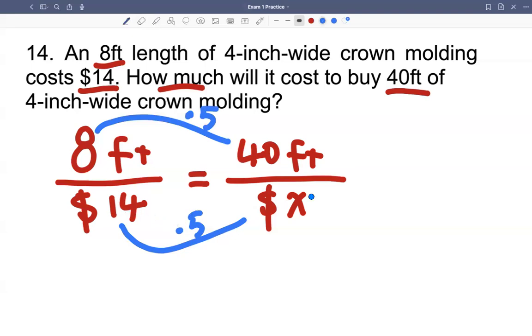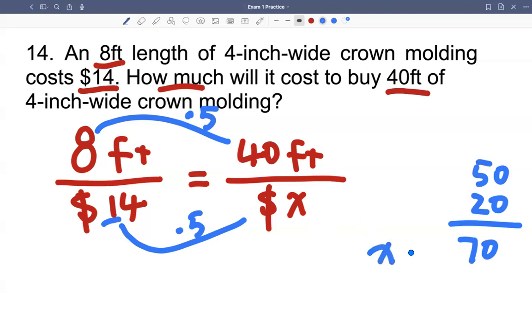So what's 14 times 5? Well, 4 times 5, that's 20. Then this 1 is in the tens place, so 10 times 5, that's 50. 50 plus 20 is 70. Well, of course, you can use a calculator, right? So in that case, we get X equals 70. So for 40 feet of 4 inches wide crown molding, it costs $70.